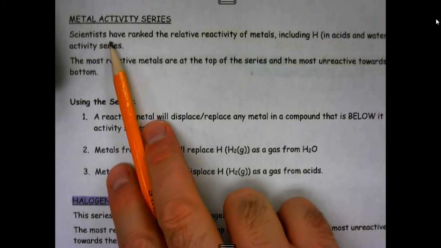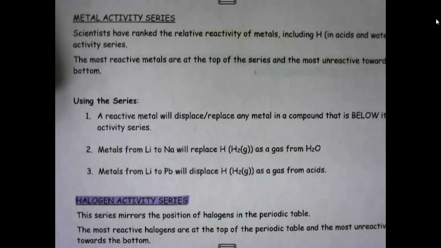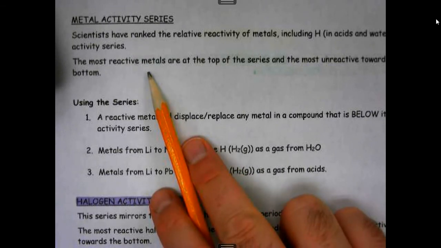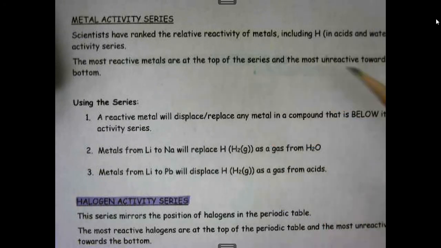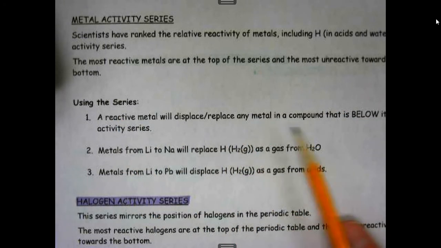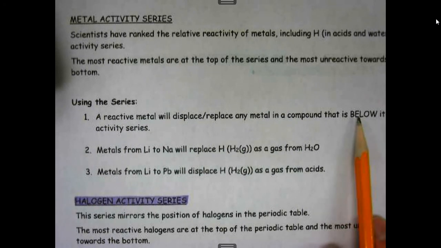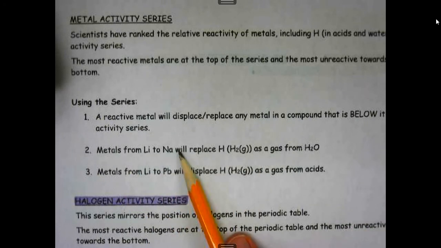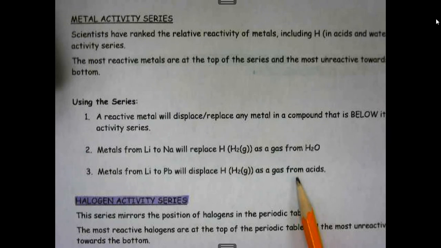Okay. Scientists have ranked their metals according to activity, including H, on the activity series. The most reactive ones at the top are going to replace things that are unreactive, which are towards the bottom. And this is just how we talked about before. In the metal part of it, anything below can be replaced, but anything trying to replace something above it can't. So we talked about the arrows from water and then from acids. And that's basically it.